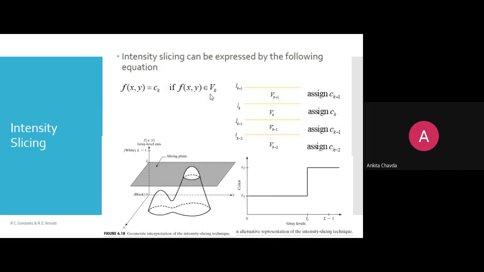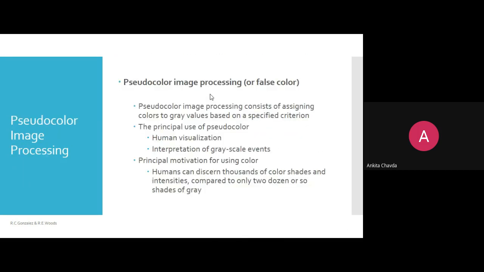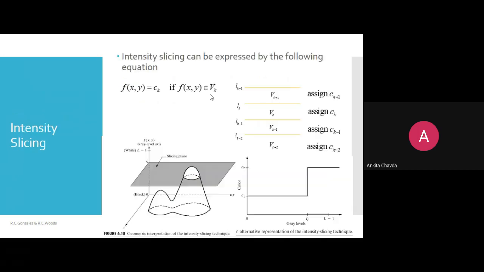So for this purpose only we are doing intensity slicing. The principal motivation for using colors is that humans can distinguish thousands of color shades and intensities, compared to only two dozen shades of grayscale. So it is better to view color images. This is the first one, intensity slicing, or you can say density slicing.